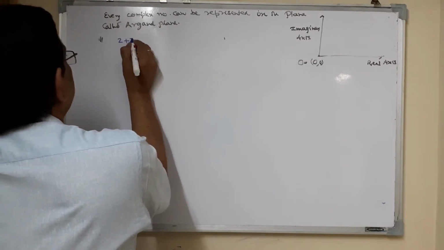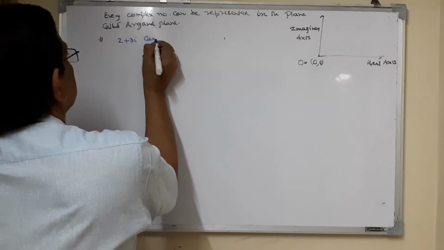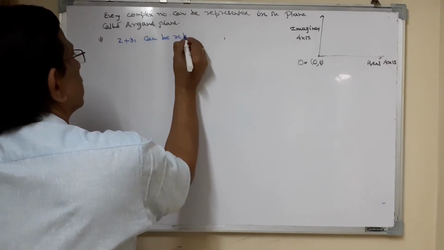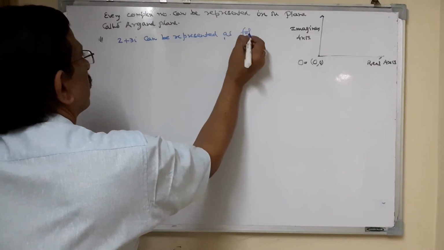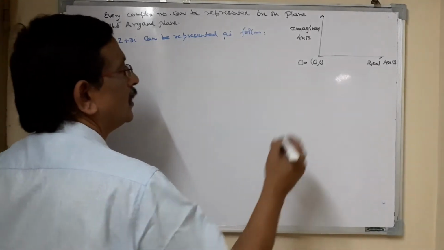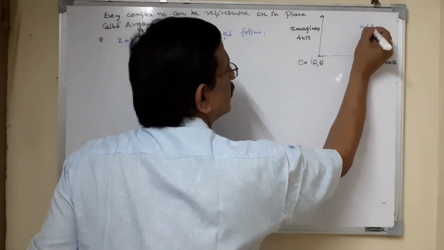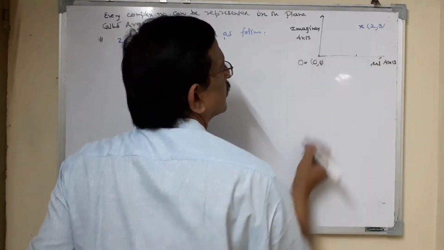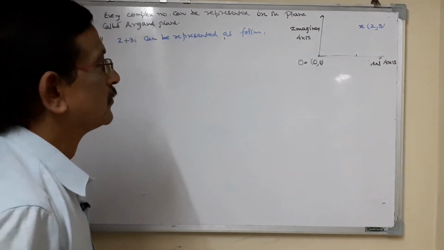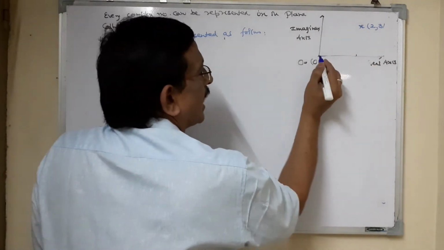Now 2 plus 3i can be represented as follows. This is (2, 3): 2 units, 3 units. So this is the real axis.